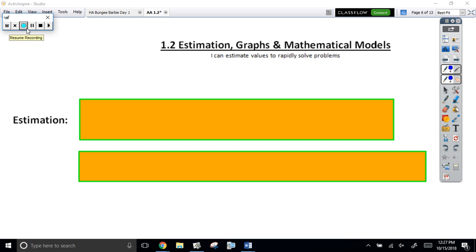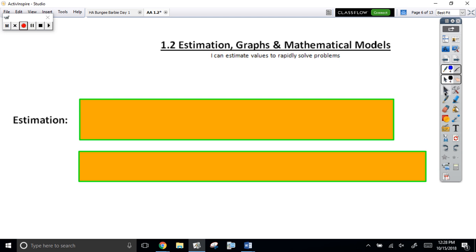All right, so today our goal is to estimate values to rapidly solve problems. Remember, when you're estimating, you're getting an approximate answer, not a precise answer. And everyone's answer might be a little bit different depending on how you round something. So if I had 267, some of you might round that to be 300, some of you might round it to be 250. So everyone's answer will be slightly different, but they'll all be similar and close to one another.